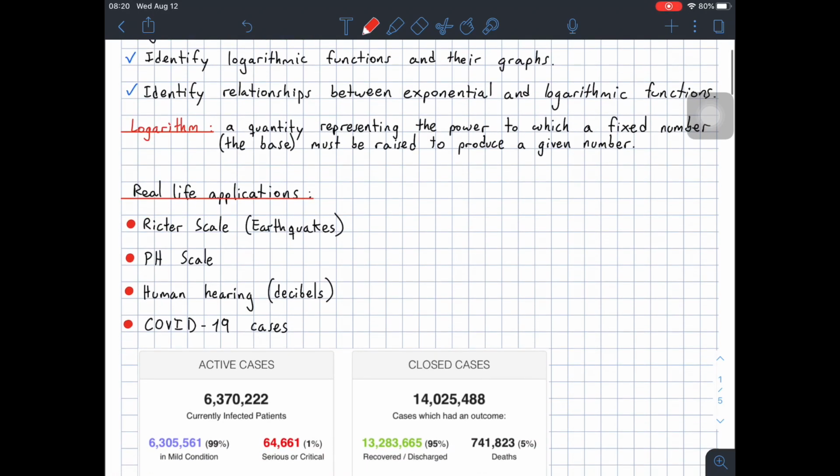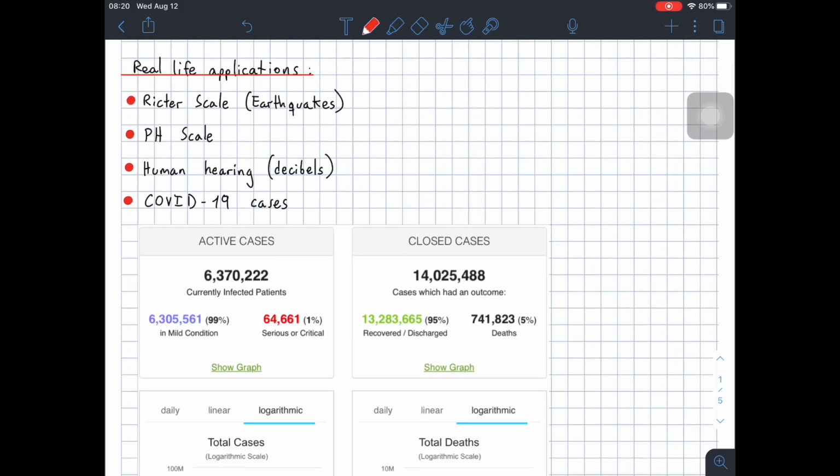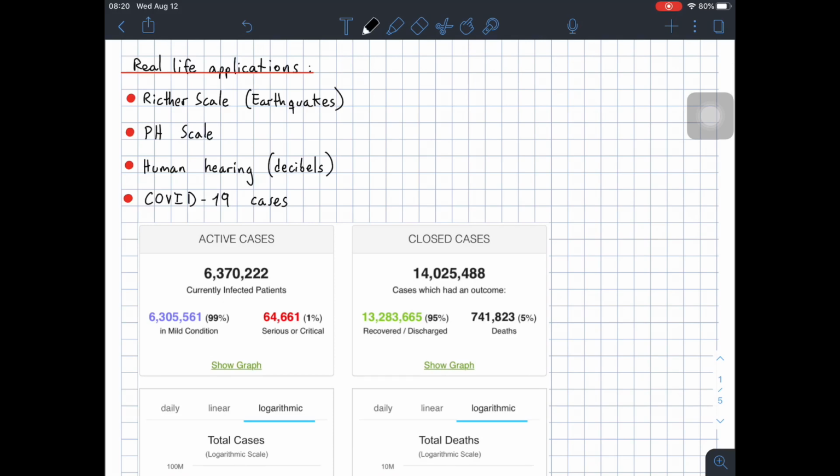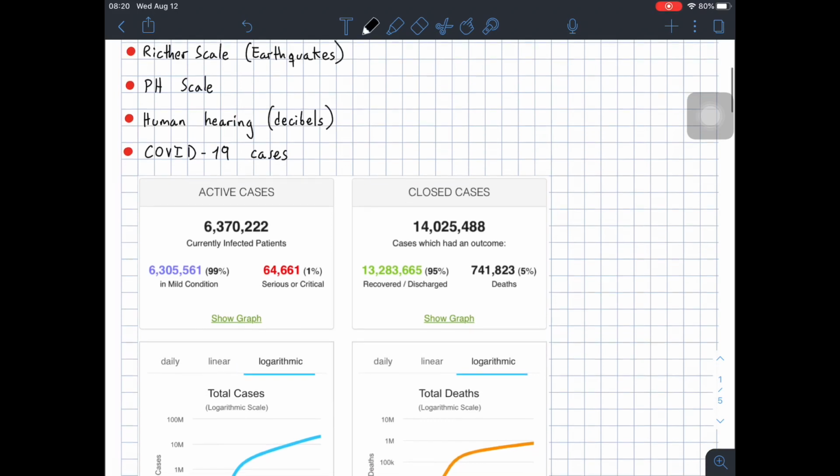Okay, what are some real life applications of logarithms? The Richter scale. Actually, I just realized I'm missing an H here. The Richter scale, which is used to measure the intensity of earthquakes, uses a logarithmic scale. The pH scale also uses a logarithmic scale. Human hearing, the decibels, are also measured using logarithmic scales.